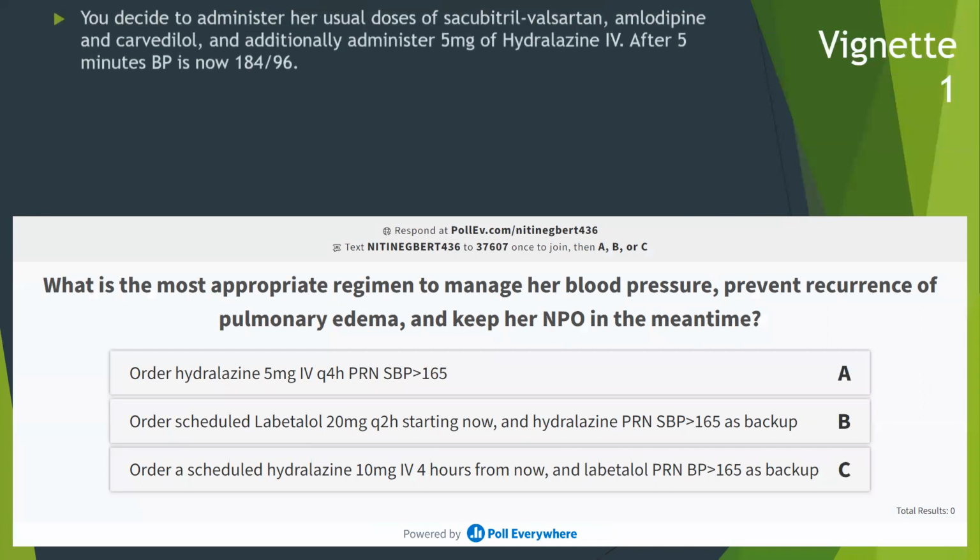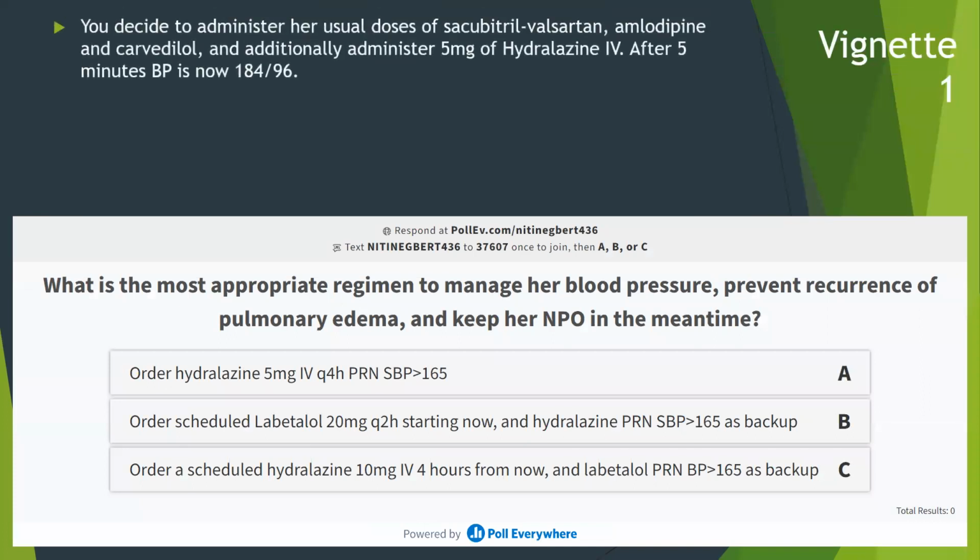Now, same patient, you decide to administer her usual doses of sacubitril valsartan, amlodipine, and carvedilol. You're going to delay the procedure at this point anyway. She's got some finicky respiratory status. You don't want to do chemoembo right now. So you give her oral medications, and you also give her 5 milligrams of hydralazine.